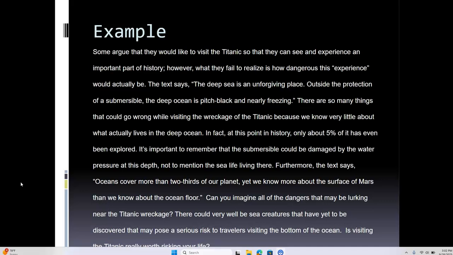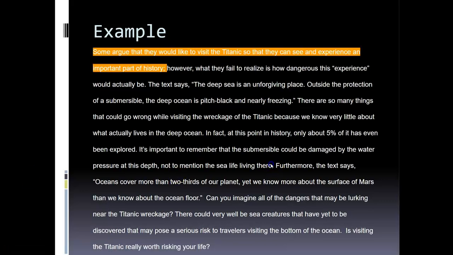Furthermore, the text says, oceans cover more than 2/3 of our planet, yet we know more about the surface of Mars than we know about the ocean floor. Can you imagine all of the dangers that may be lurking near the Titanic wreckage? There could very well be sea creatures that have yet to be discovered that may pose a serious risk to travelers visiting the bottom of the ocean. Is visiting the Titanic really worth risking your life?